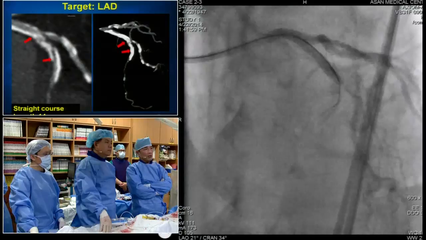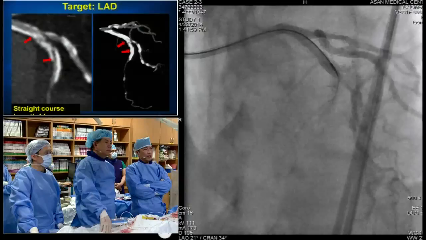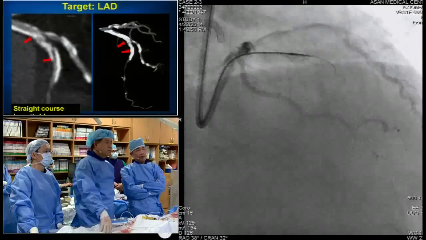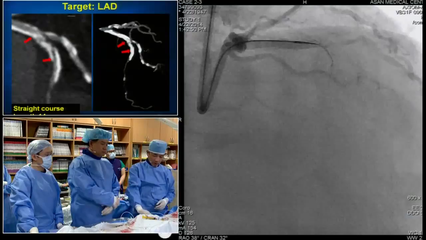So now just the beginning. This is into the septal channel. Next. It is quite difficult to do channel selection using the Fielder XT. So I step up to the Gaia Second.